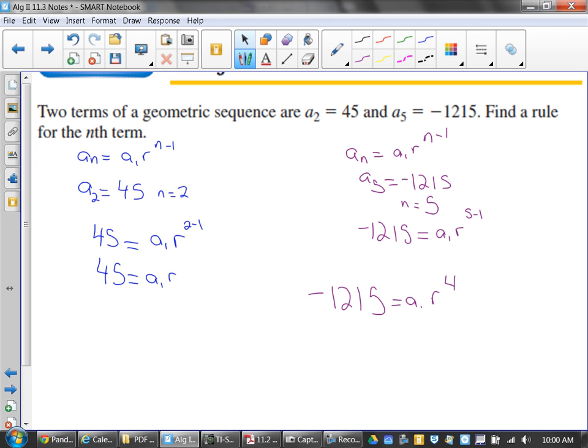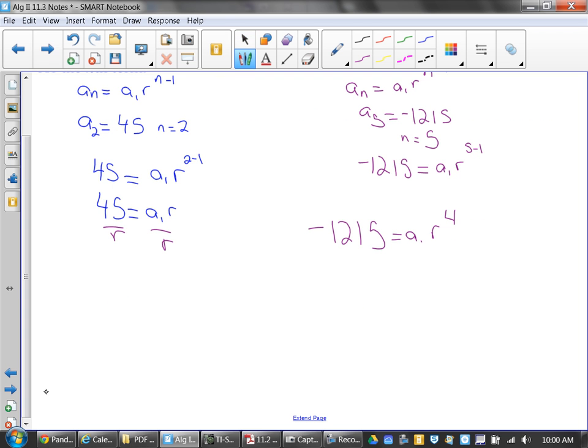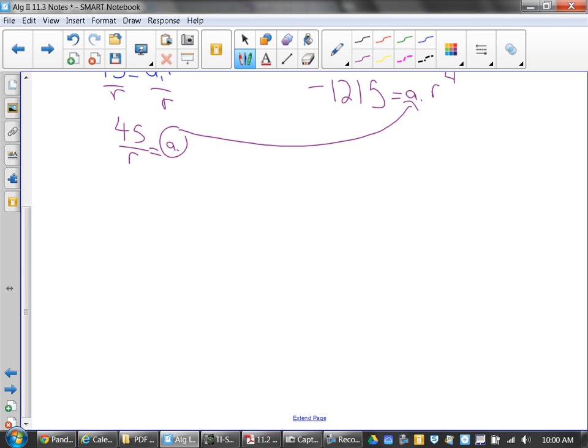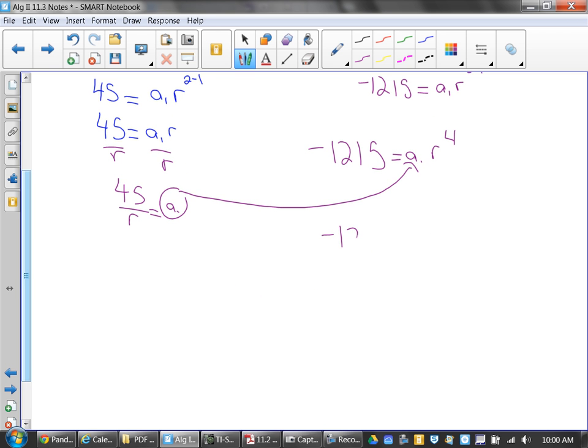I do the same thing here by dividing by r. So I know that the first term is 45 divided by r. Are we okay with that? All right. I'm going to take that and substitute into the other equation. Sneaky, sneaky. Now, move this up a little bit. I get negative 1215 is now 45 over r times r to the fourth.